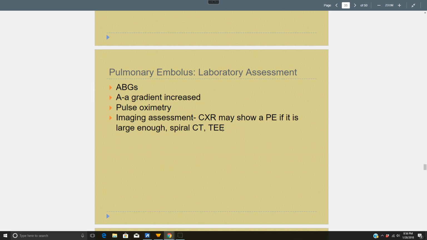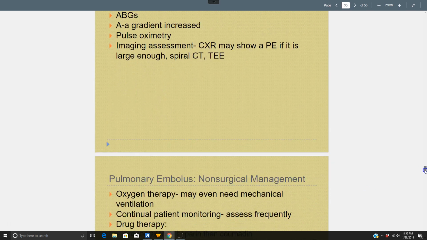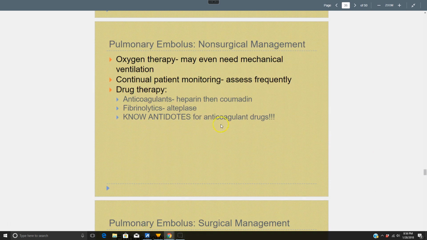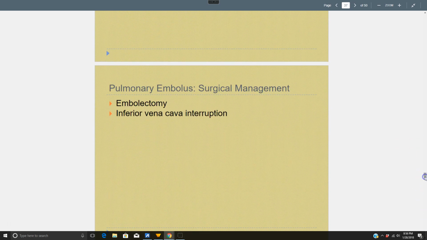What kind of care do we give a person with pulmonary embolus? There's a nice best practice chart in your book on page 606. I'm not going to read all those. You're capable of doing that. So just remember the nursing assessments and care we give to a patient that may have a PE, and what we watch for when these patients are on anticoagulant therapy. Know the antidotes for some of your anticoagulating drugs. Some of your patients may need an embolectomy or an inferior vena cava interruption.